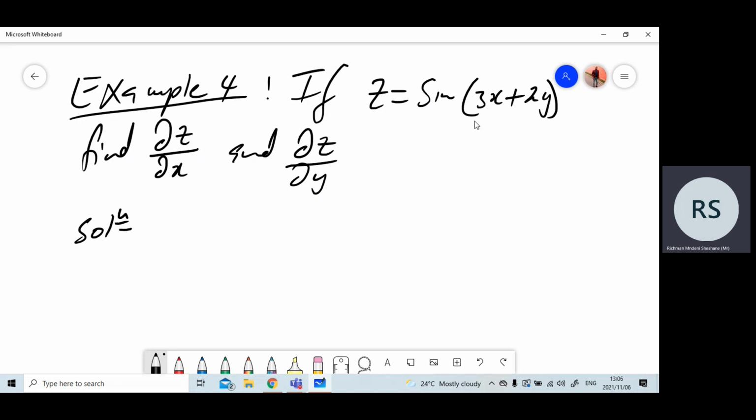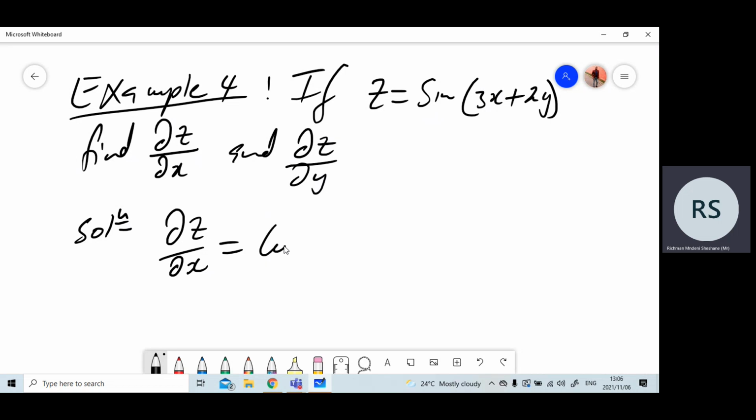Okay, you see z is a function of two variables, sine of 3x plus 2y, x and y. So let's find the partial derivative of z with respect to x. So we're deriving sine of a function. When you're deriving sine of a function, it's going to be cos of a function multiplied by the derivative of the inner function. But we focus our derivative with respect to x.